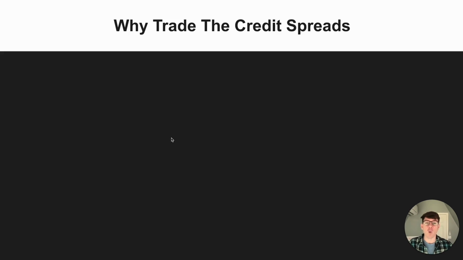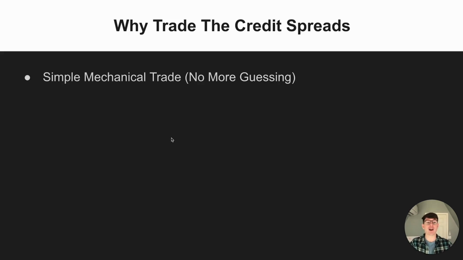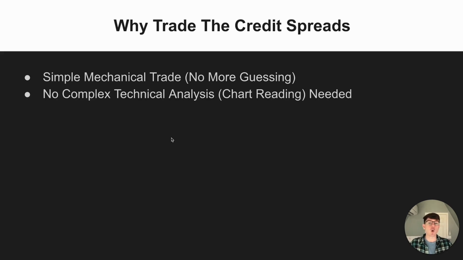All right, so why trade credit spreads? They are a simple mechanical strategy. What does this mean? It means that every single week we just do the same thing. So instead of trying to find new stocks, new strategies, new assets, all these things, instead we do the same thing every week. This leads to consistency, which leads to profits. Next, there is no complex chart reading. You don't need to know how to read a chart to do this and make money.